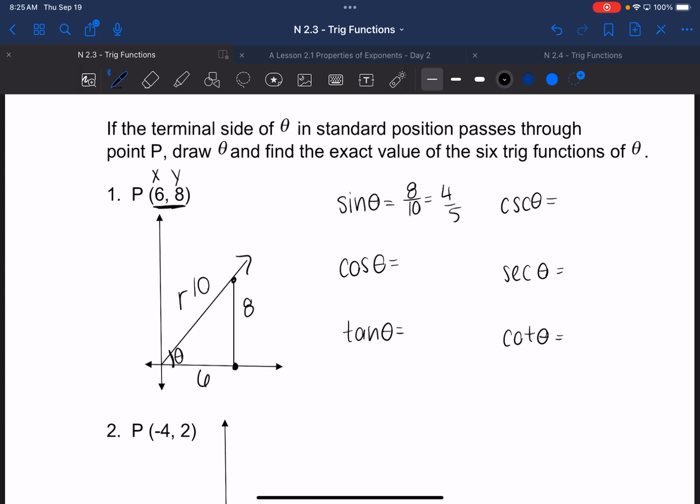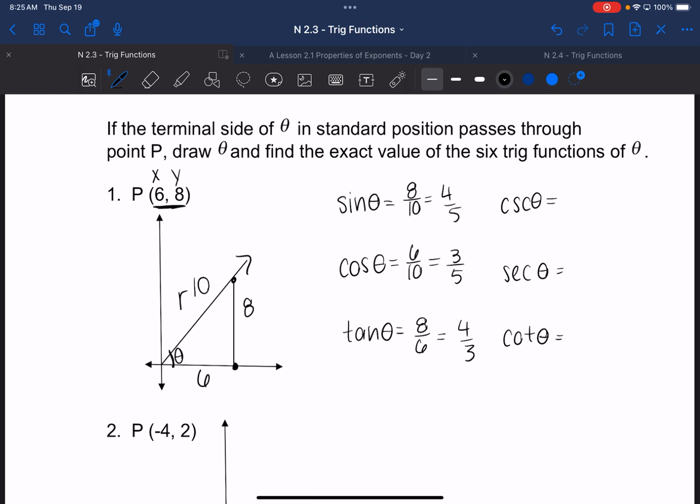Okay. What should our ratio for cosine be? 6 over 10. Very good. Which also simplifies, right? That one would be 3 over 5. Okay, and then we would need tangent. Our ratio for tangent should be 8 over 6, which simplifies to 4 over 3.